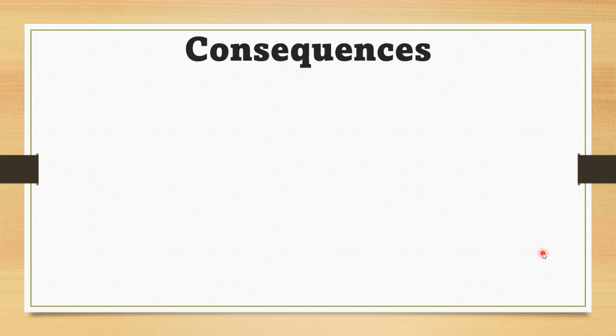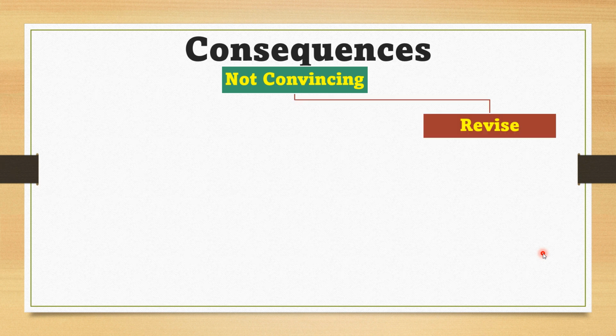So, what will be the consequences if I am unable to convince the stakeholders? If my idea is not convincing, then my idea is not being sold to the stakeholders. So simply, I will have to revise my proposal. If you have to revise your proposal, then automatically it means that your idea is rejected by the stakeholders. If your idea is not convincing, then you will have to revise.